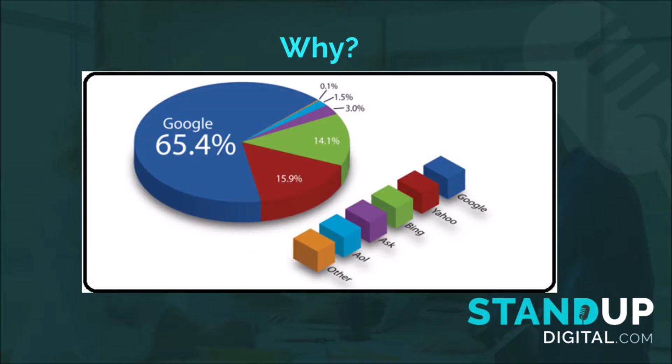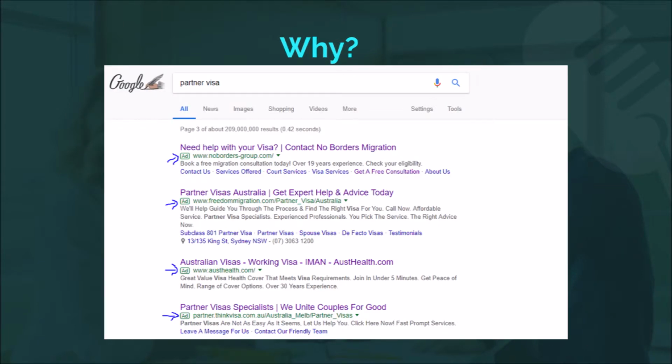So why Google Ads? Google is still the number 1 place everyone goes for answers, and that's the same for anyone that has a migration concern or problem that needs to be fixed. Let's use an example when someone searches to solve their, let's say, partner visa problem. As you can see in the example, usually the first 4 listings in Google are ads.